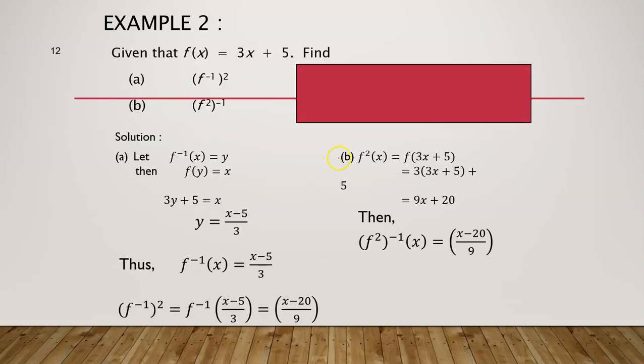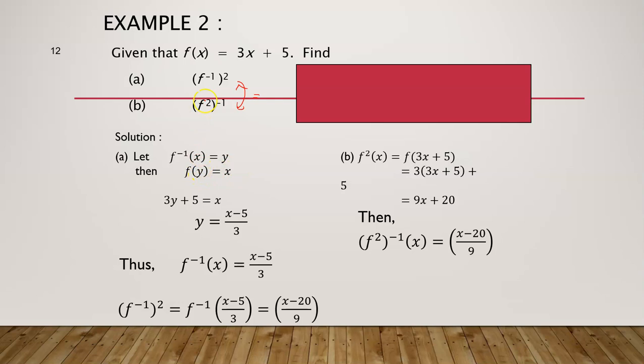Okay, next, example number 2: f(x) equals 3x plus 5. Find f inverse squared, and the other one is the other way around. You find f squared first, then you find the inverse. This question is to show you that the answer for both will be equal. So f inverse x equals y. This is another formula to find the f inverse. We let f inverse x equal y, then f(y) equals x.